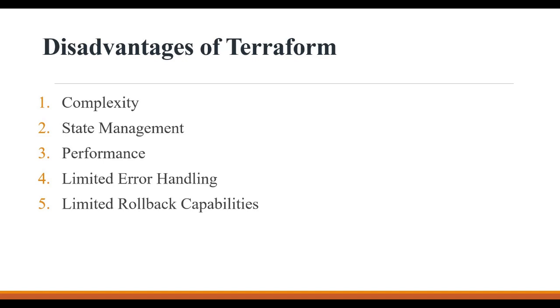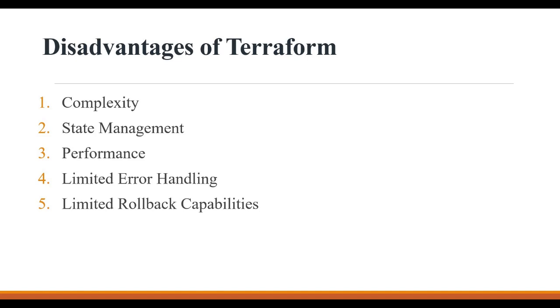The next is state management. Terraform uses a state file to track the resources it manages, which can cause issues if the state file becomes out of sync with the actual infrastructure. It can happen when the infrastructure is modified outside Terraform, or when the state file is lost or corrupted. This can happen.